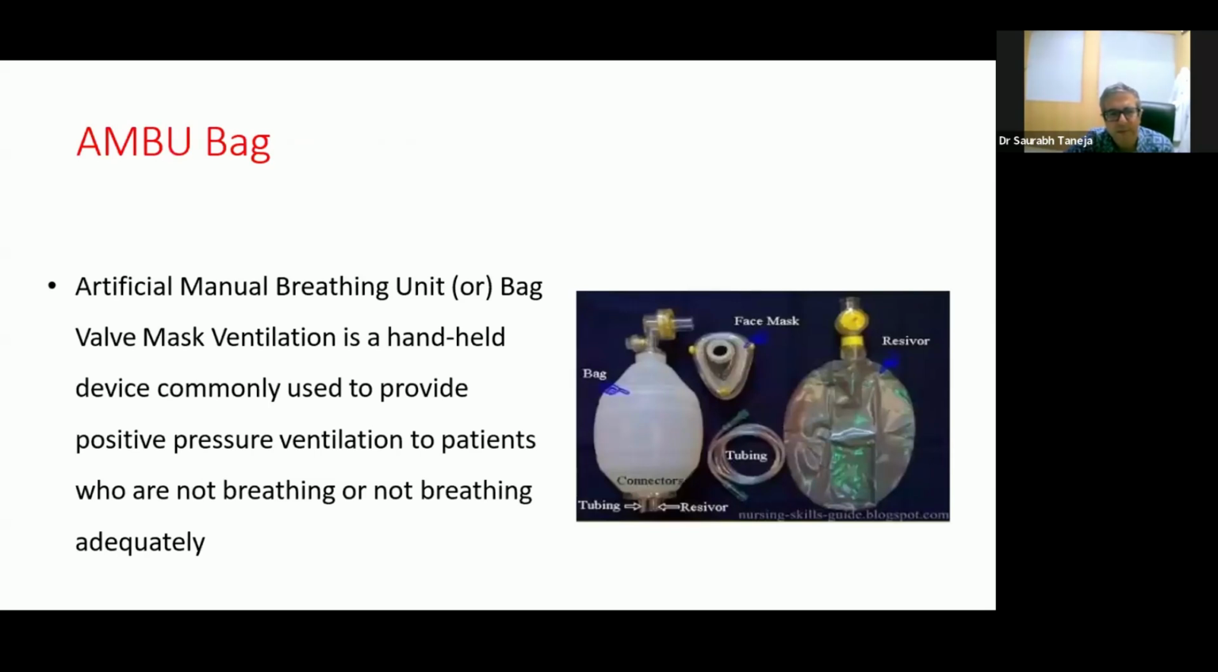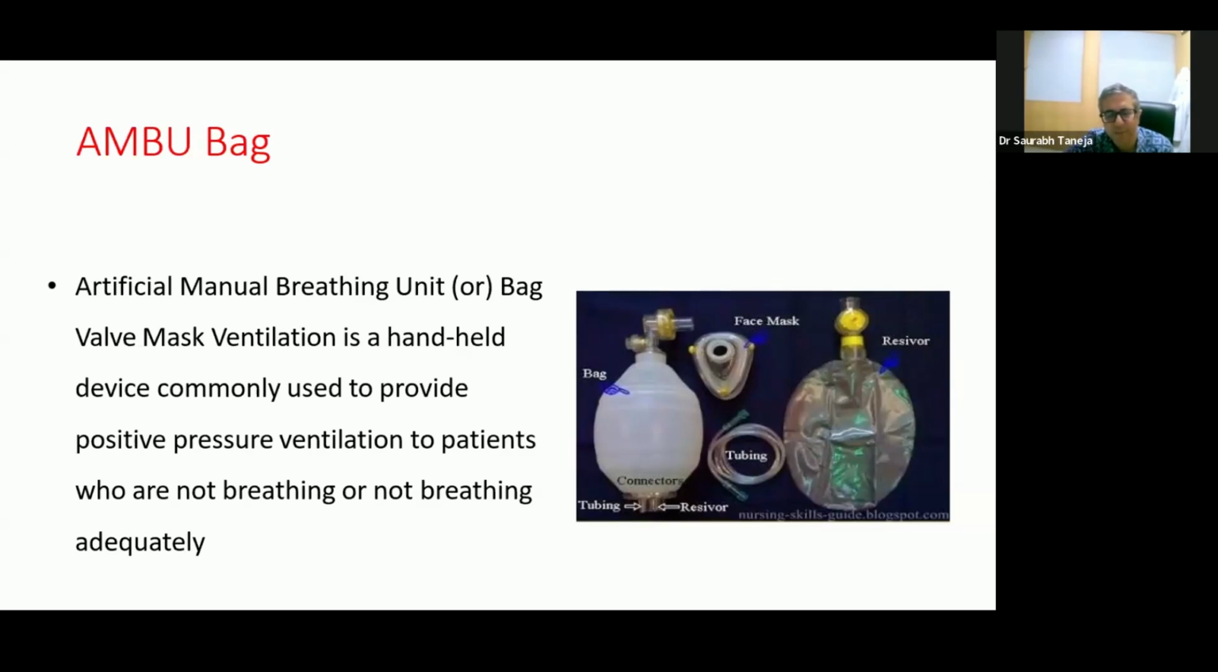So the Ambu bag, artificial manual breathing unit or bag, is a handheld device. You must all have seen it, it has 3-4 valves. There's a bag, and then there is a high pressure valve. It can be attached to any face mask. You can see on the right side there is a face mask. There is a tubing. You attach the Ambu bag with the tubing to the flow meter, open it to 15 liters per minute, and there is a reservoir bag attached to it, which should always be full. So it can artificially give breath to the patient.